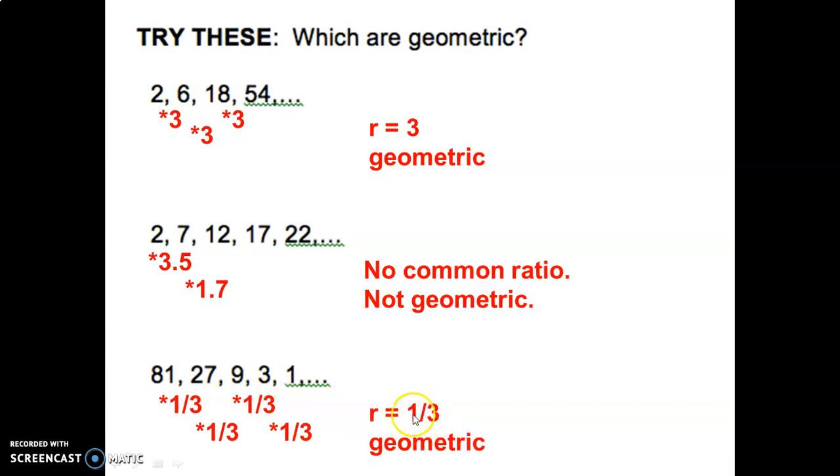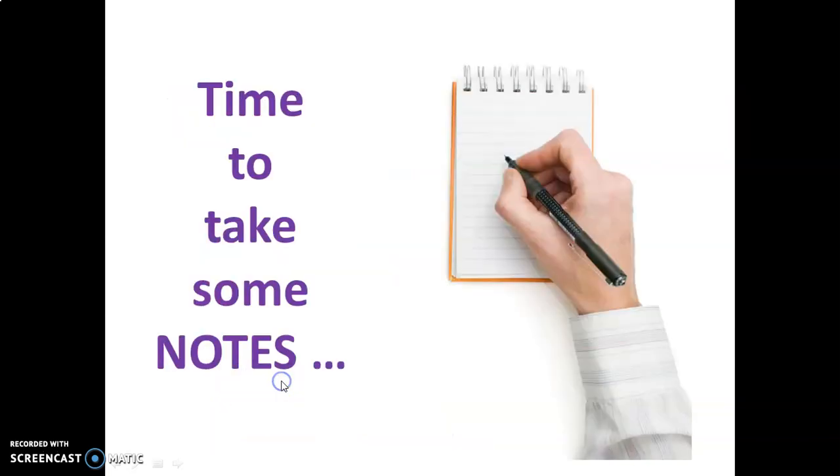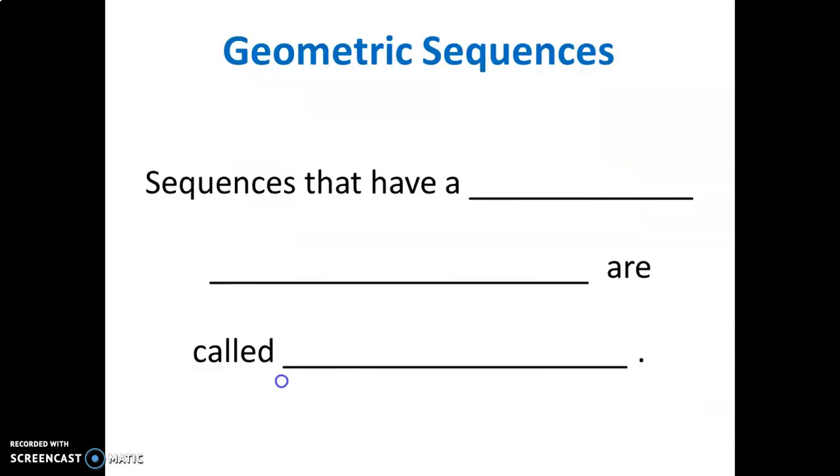Again, you could have gotten that ratio by saying 27/81 and reducing that to 1/3, or 9/27, which also reduces to 1/3. So that's our common ratio. Let's take some notes now. We've looked at a recap of things you may have seen, and now let's go a little deeper with these and take some notes.